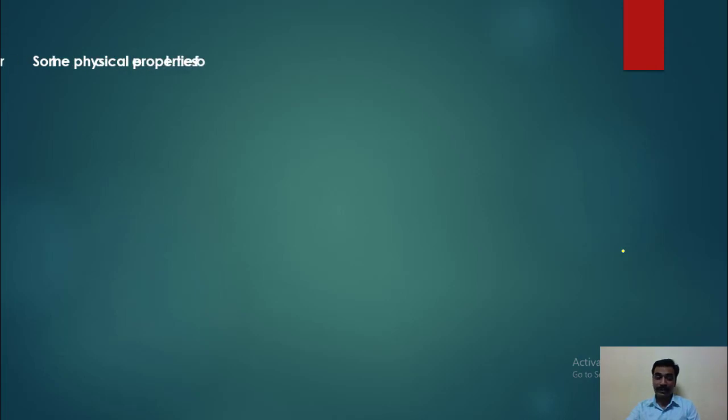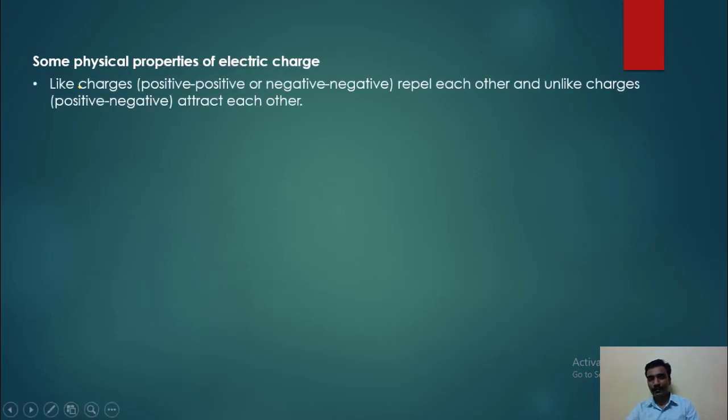Now, some physical properties of the electric charge are there. Like charges, meaning positive-positive or negative-negative charges. Like means similar kind or same charges. Positive and positive, or negative and negative, repel each other. And unlike means different kind of charges. Positive and negative attract each other.